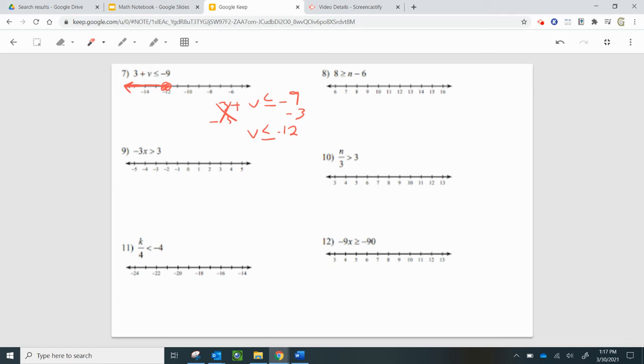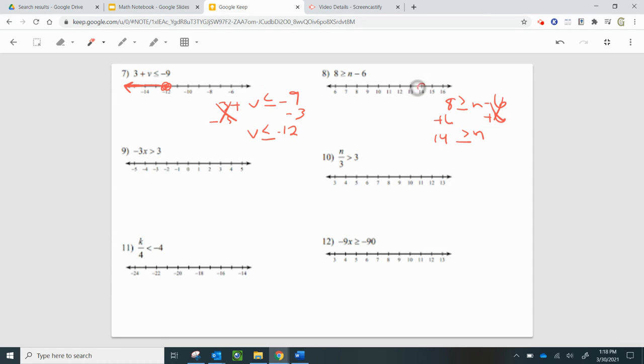If I try number 8, again, I'll rewrite it just so I have more space. 8 is greater than or equal to n minus 6. So I see the variable is n. We're subtracting 6. I got to do the opposite of subtract, which is add. And I get that n is less than or equal to, right? Because I'm kind of reading the other way. And 8 plus 6 would be 14.